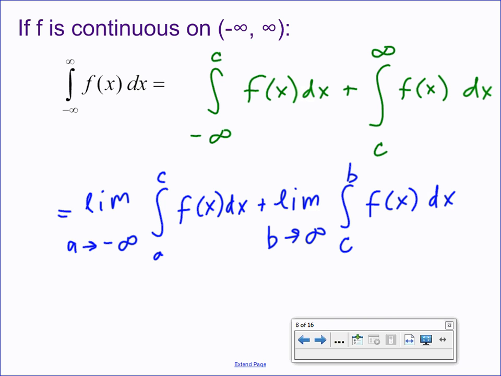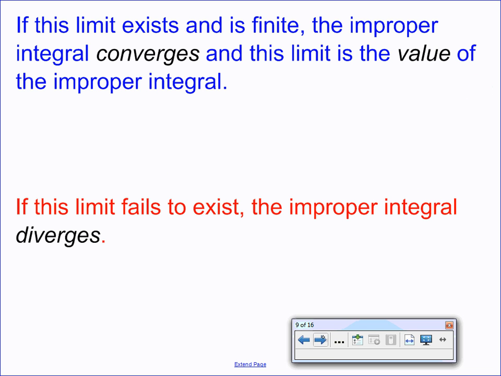Cool? All right. So let's go ahead and remind ourselves that if the limit of that expression is finite, if it exists, then the improper integral is said to converge and takes on the value of that limit. If that limit fails to exist, that is, it's infinite or it does not exist, then that's our indication algebraically that the improper integral diverges.